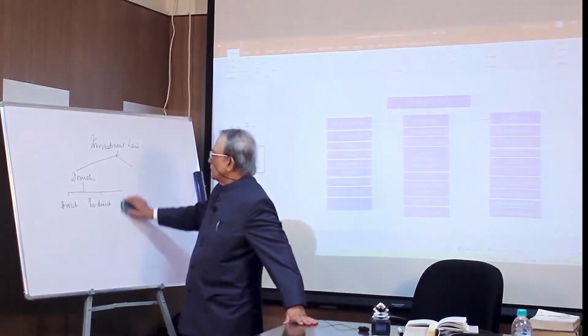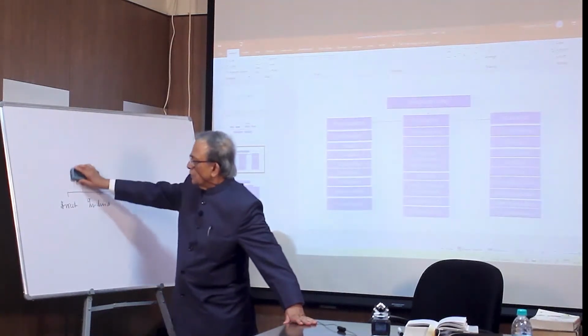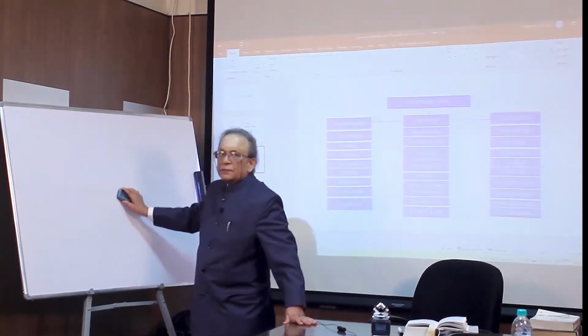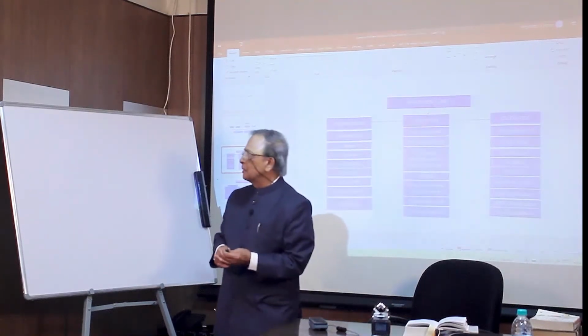Now these are the following securities. We call it security. Security is an instrument for investment. A vehicle of investment is called security. So you have vehicles of investment called securities.